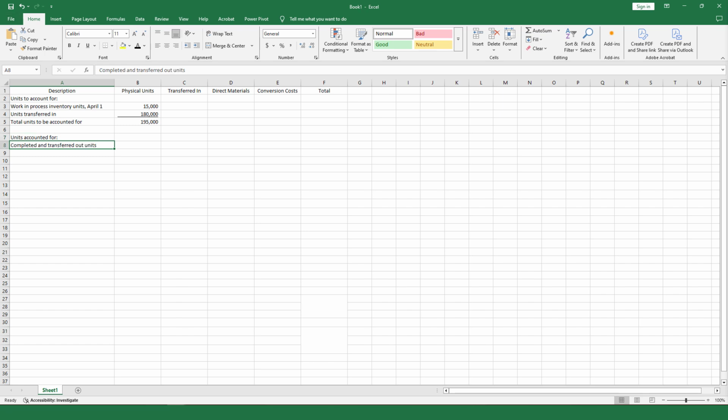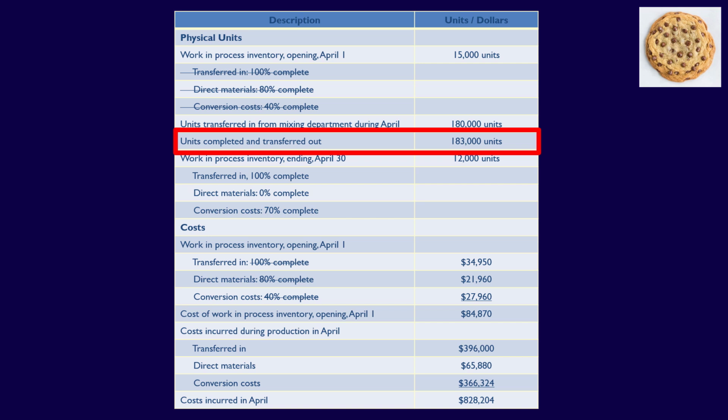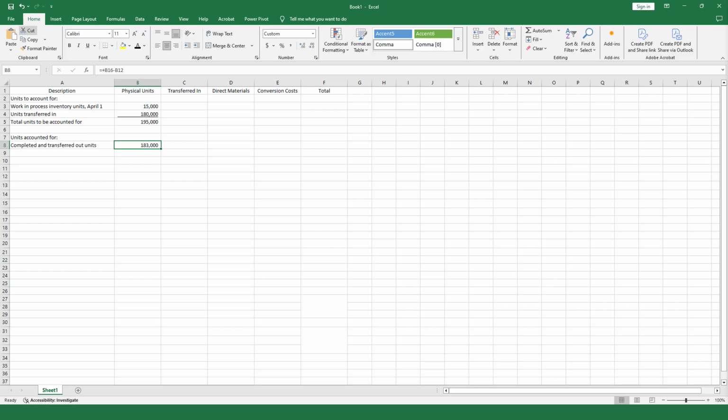On April 30th, we had completed and transferred out units. These units have fully completed the manufacturing process in the baking department and have been transferred out to the next department, which is the packaging department. From the question, we see that a total of 183,000 units have been completed and transferred out of the baking department. So we place 183,000 units as completed and transferred out under column B, physical units.